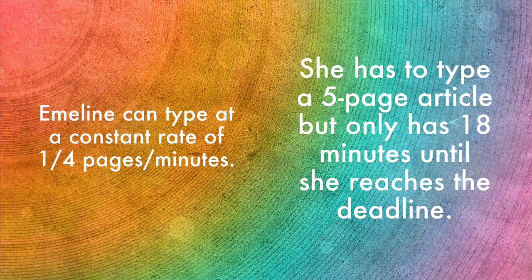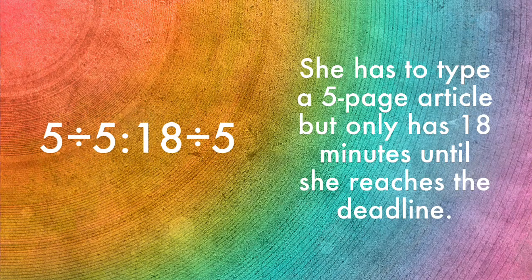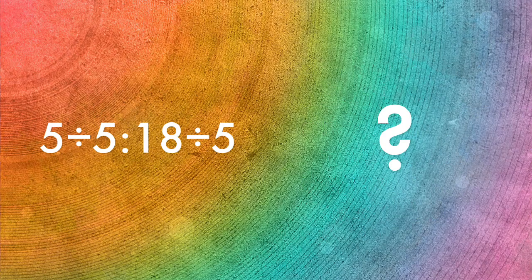So, Emmeline, she has to type this 5-page article, and she only has 15 minutes until her time is up. Will she make it? I mean, the ratio she has to be equivalent to is 5 pages for every 18 minutes. Can she do that? Well, let's find out what her unit rate is. Let's divide both sides by something that will give us 1. Well, 5 divided by 5 is 1. So let's do that. And if we do that, we have to divide 18 minutes by 5 as well. Ugh, but this is kind of tricky. We could say that it's 1 to 18/5, but that's not very helpful.